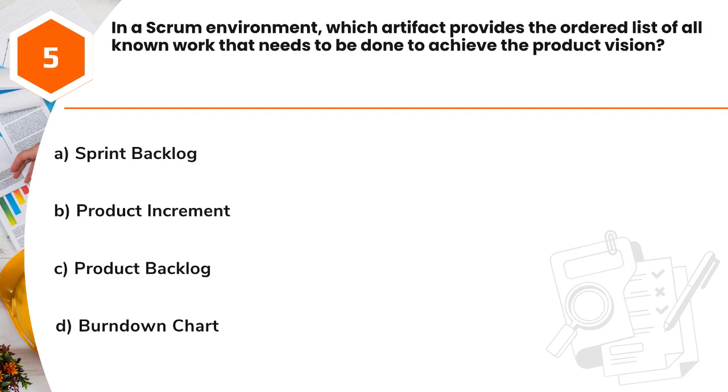Question 5. In a Scrum environment, which artifact provides the ordered list of all known work that needs to be done to achieve the product vision? A. Sprint backlog. B. Product increment. C. Product backlog. D. Burndown chart.